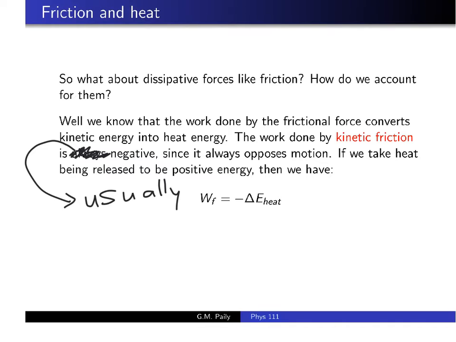Since heat is being released, we will have the work done by friction is equal to negative delta E heat. In other words, the work done by friction is usually negative, and so in order to ensure that delta E is positive, we have this additional minus sign over here.